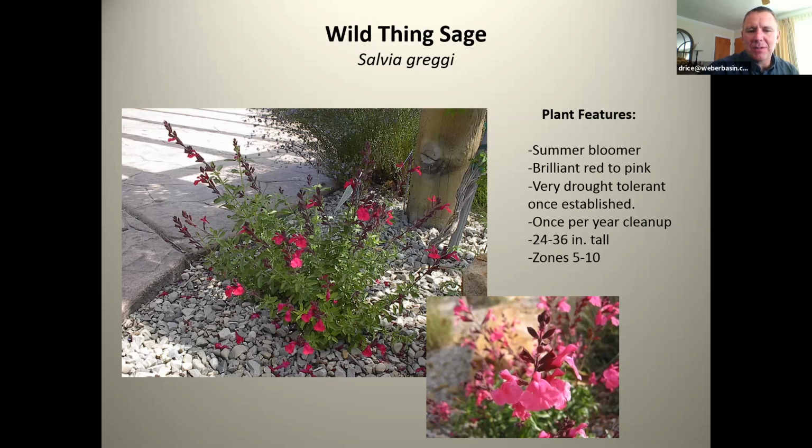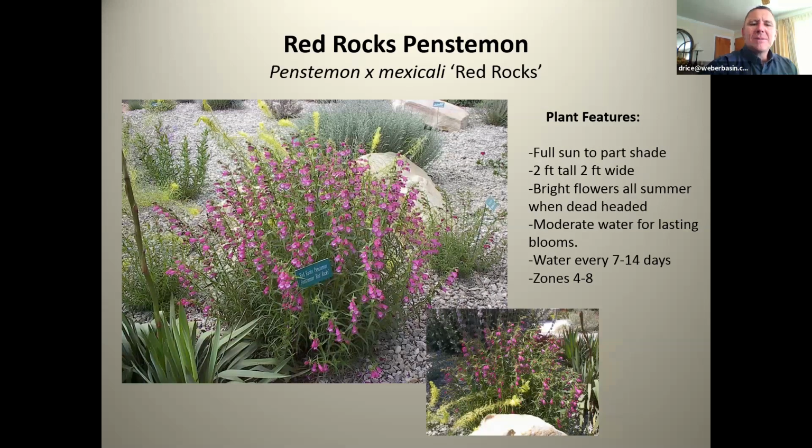So I should have explained the zones. The zone numbers, the lower the number means the more cold hardy a plant will be. And the higher the number, the less cold hardy. So if you get a zone 9 plant, it is not going to do super well in our climate. It'll freeze over winter. Okay, so anyway, Red Rocks penstemon, another great penstemon, pink color.